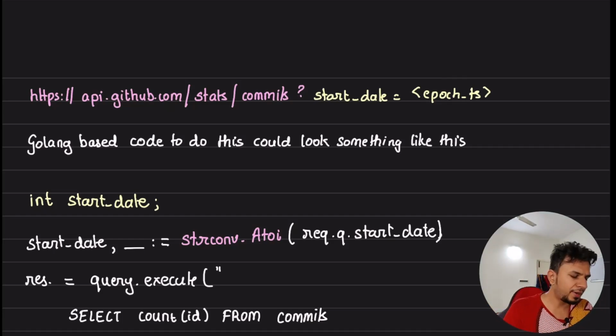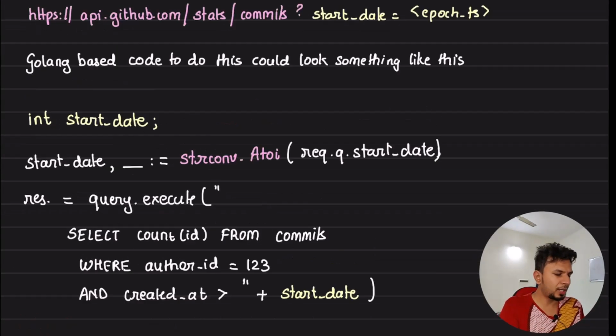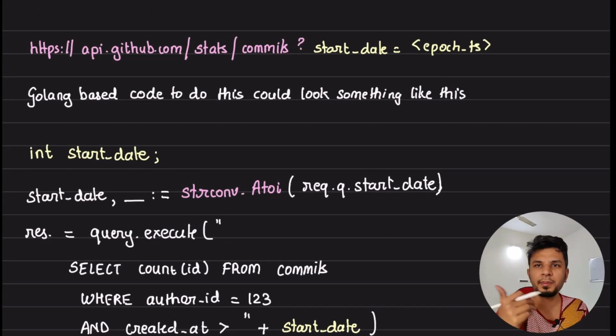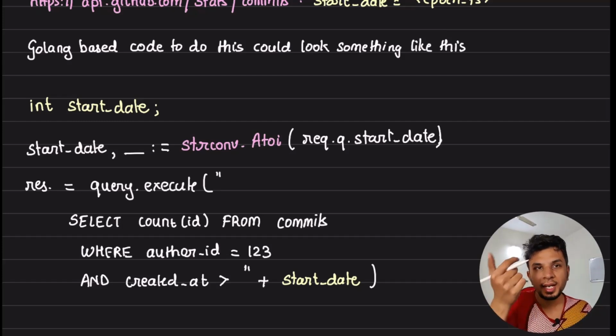So now, if I write Golang based code to solve this problem, because I'm getting start date in my query parameter, I would have to extract that. And start date, in any case, whenever we get a query parameter, they are all strings, right? So what we have to do is extract that query parameter, convert it into an integer, and then pass it into a SQL query, right?